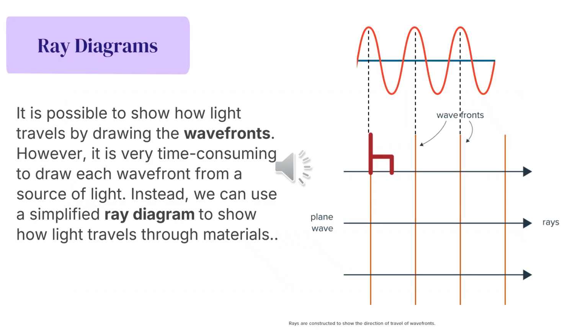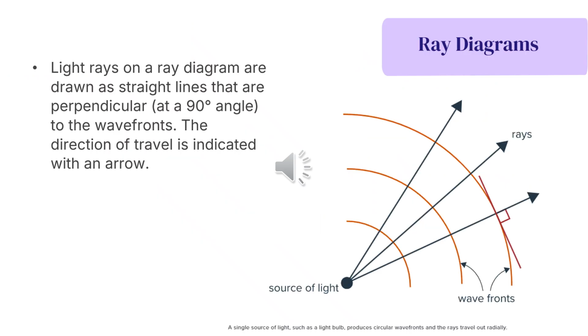It is possible to show how light travels by drawing the wavefronts. However, it is very time-consuming to draw each wavefront from a source of light. Instead, we can use a simplified ray diagram to show how light travels through materials. Light rays on a ray diagram are drawn as straight lines that are perpendicular, at a 90-degree angle, to the wavefronts. The direction of travel is indicated with an arrow.